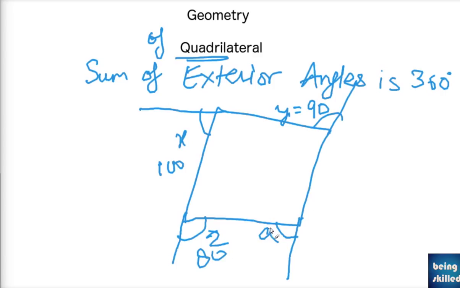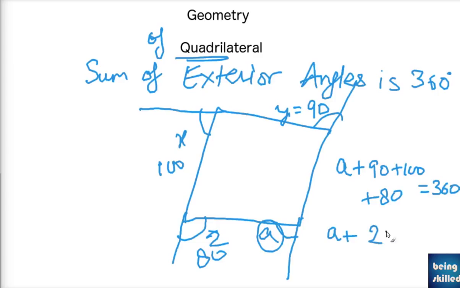Now we have to find the angle A. So A plus 90 plus 100 plus 80 equals 360 degrees. So A plus 270 degrees equals 360 degrees. A equals 90 degrees. So it is really very simple to calculate the fourth unknown exterior angle. Just remember that the sum of exterior angles of a quadrilateral is 360 degrees. If you remember this, then solving this will be really easy.